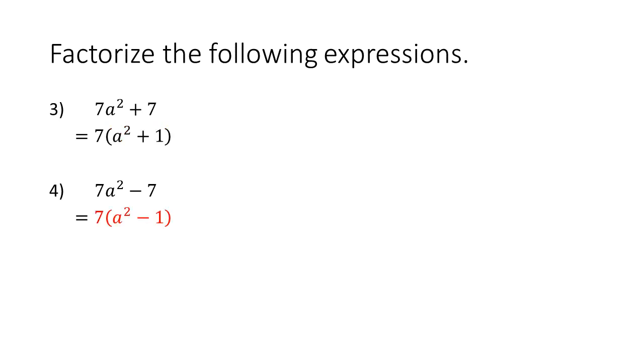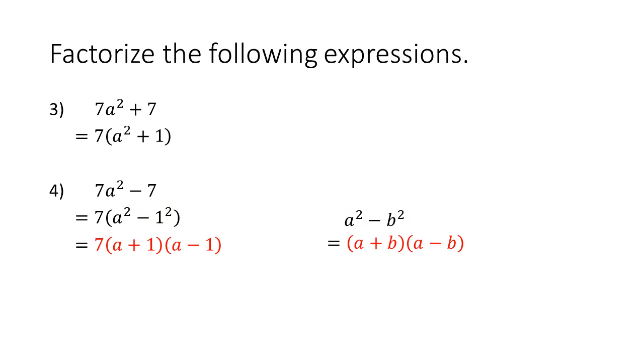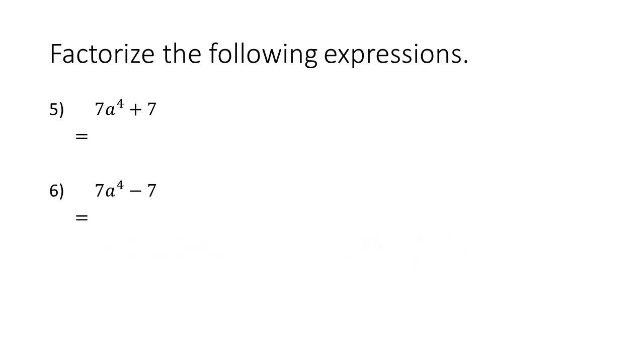Have you finished? No. The first 3 questions are easy, but this one is relatively tricky. Let me introduce an identity about the difference of the squares, which is a squared minus b squared equals a plus b, multiplied by a minus b. 1 can be written as 1 squared. If we treat b as 1, a squared minus 1 squared can be factorized as a plus 1, multiplied by a minus 1.